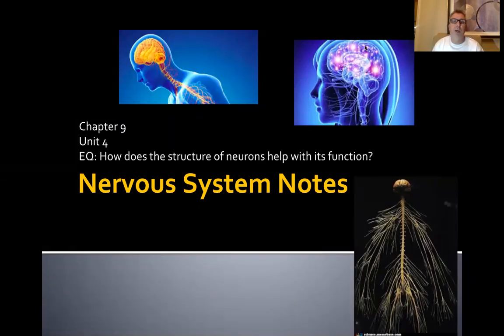Chapter 9, Unit 4. How does the structure of neurons help with its function? So this is Unit 4. We divide the nervous system into two parts. We'll talk about the nerves themselves, brain, spinal cord, and then periphery. And then we'll talk about the next unit. We'll talk about the brain specifically. So that's going to be the way that this is broken out.